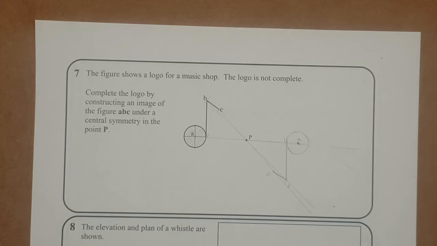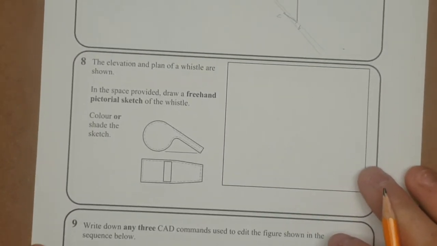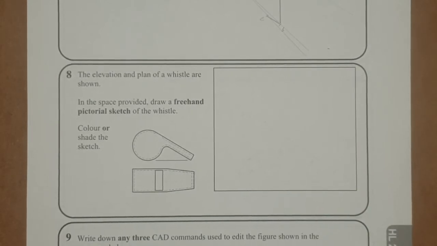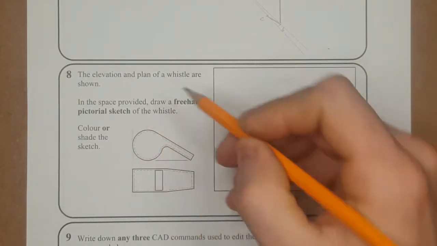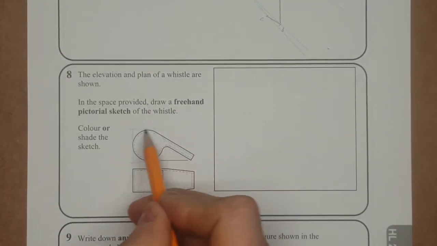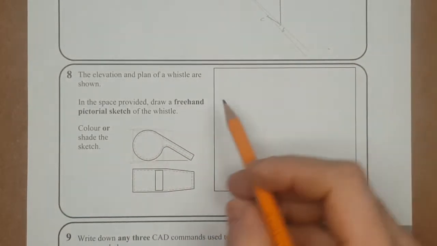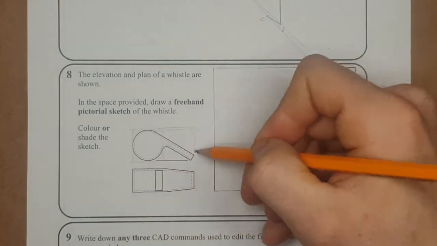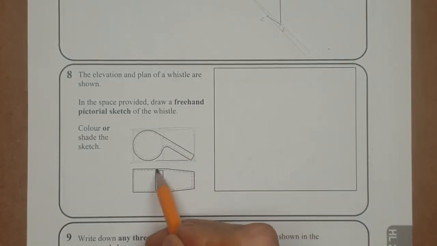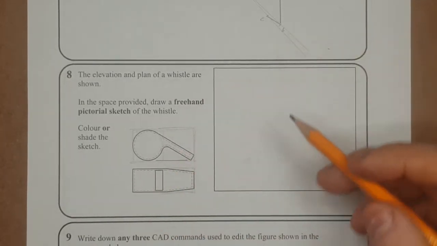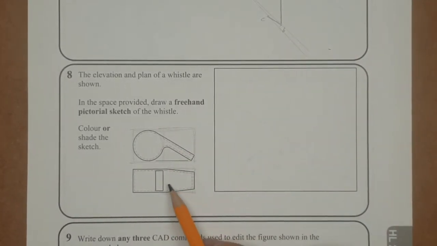Next up is freehand again. In the space provided, draw a freehand pictorial sketch of the whistle, colour or shade the sketch. Now, I'm going to start off here like I always would, if it's a round object particularly. You draw that as a full circular area and then add this on after. Similarly with the front, I'll ignore the fact that it's tapered in, and I'll just draw it as a full circular area first off.